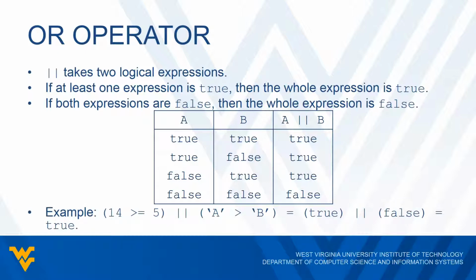Let's take a look at an example here. This is slightly different from our previous example. I'm still comparing 14 greater than or equal to 5, but then I'm also checking if capital A is greater than capital B. Well, 14 greater than or equal to 5 is still true, but capital A greater than capital B is false. But since we're checking if at least one of these is true, and we have true or false, this is going to evaluate to true.